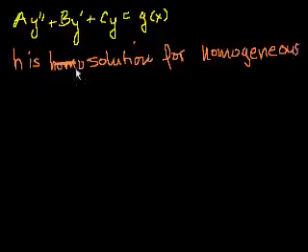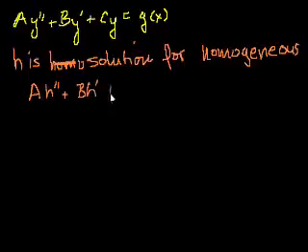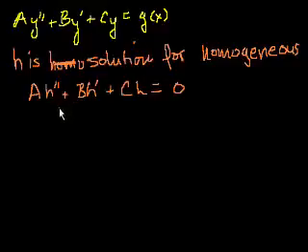So what does that mean? That means that a times the second derivative of h plus b times h prime plus c times h is equal to 0. That's what I mean when I say that h is a solution. And actually, let's just say that h is the general solution for this homogeneous equation. And we know how to solve that. Take the characteristic equation, and depending on how many roots it has and whether they're real or complex, you can figure out a general solution. And then if you have initial conditions, you can substitute them and get the values of the constants.